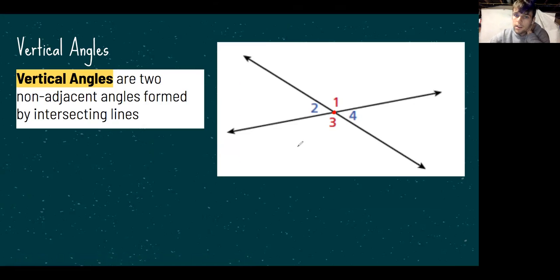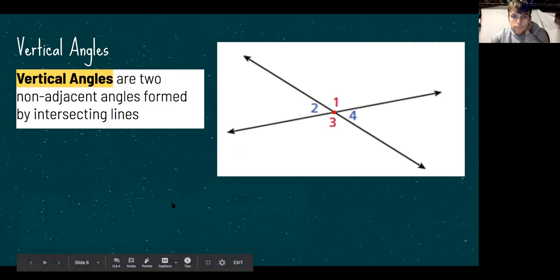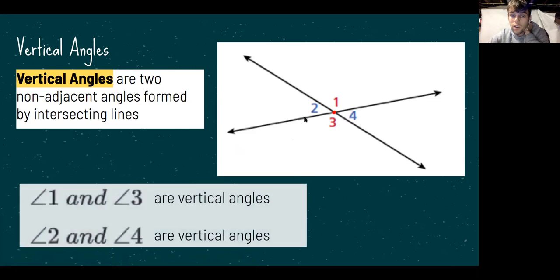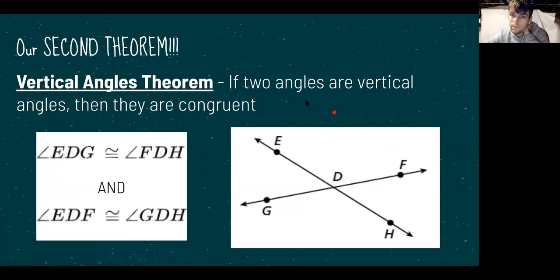So they do have that in common, but the non-adjacent ones are not going to actually be touching each other's sides. So in this picture, we can see that angle 1 and 3 are vertical angles. They're exactly across from each other. And then 2 and 4 are also vertical angles. They're exactly across from each other. So they would be vertical angles.